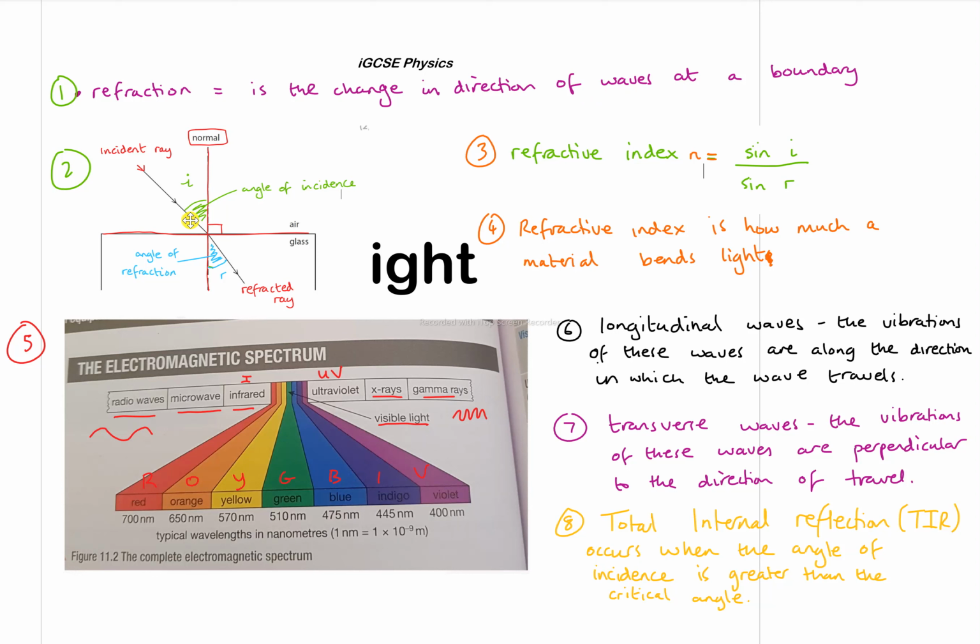Right. The ray coming in is called the incident ray. The normal is perpendicular, or at right angles, to the boundary. The angle of incidence is measured from the incident ray to the normal. The ray that's refracted, or bends, is called the refracted ray, and the angle of refraction is between that ray and the normal. The refractive index is how much a material bends light, and it has the symbol n. It's calculated using sine i over sine r.